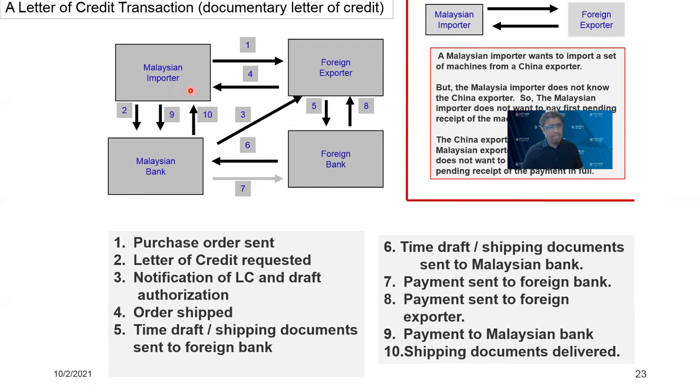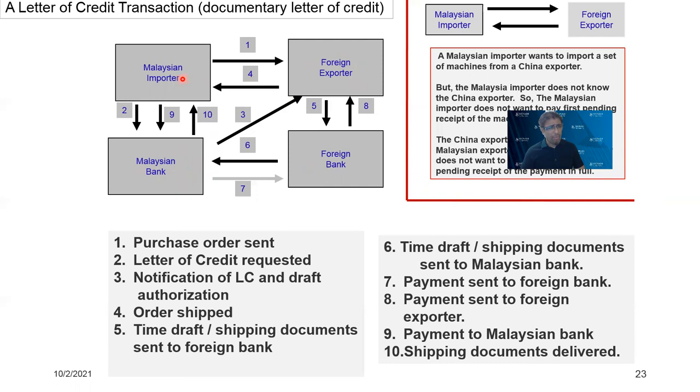So you have the Malaysian bank, foreign banks, the Malaysian importer and the foreign exporter. If you follow those steps, you will know that the Malaysian importer will, for example, agree in number 1 here to talk to the foreign exporter. The foreign exporter will ask to open an LC. The LC will be opened by the Malaysian bank. They will inform the foreign bank and the foreign exporter. Then the exporter will start manufacturing. And in number 4, he will send the goods.